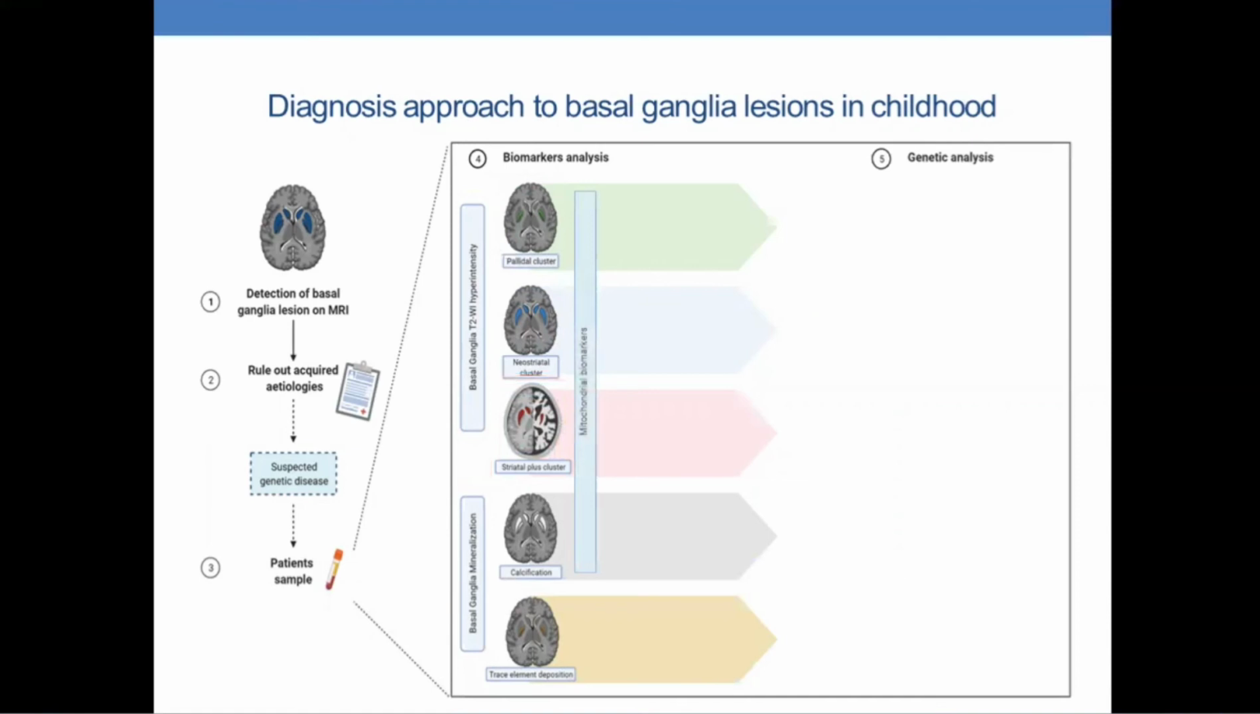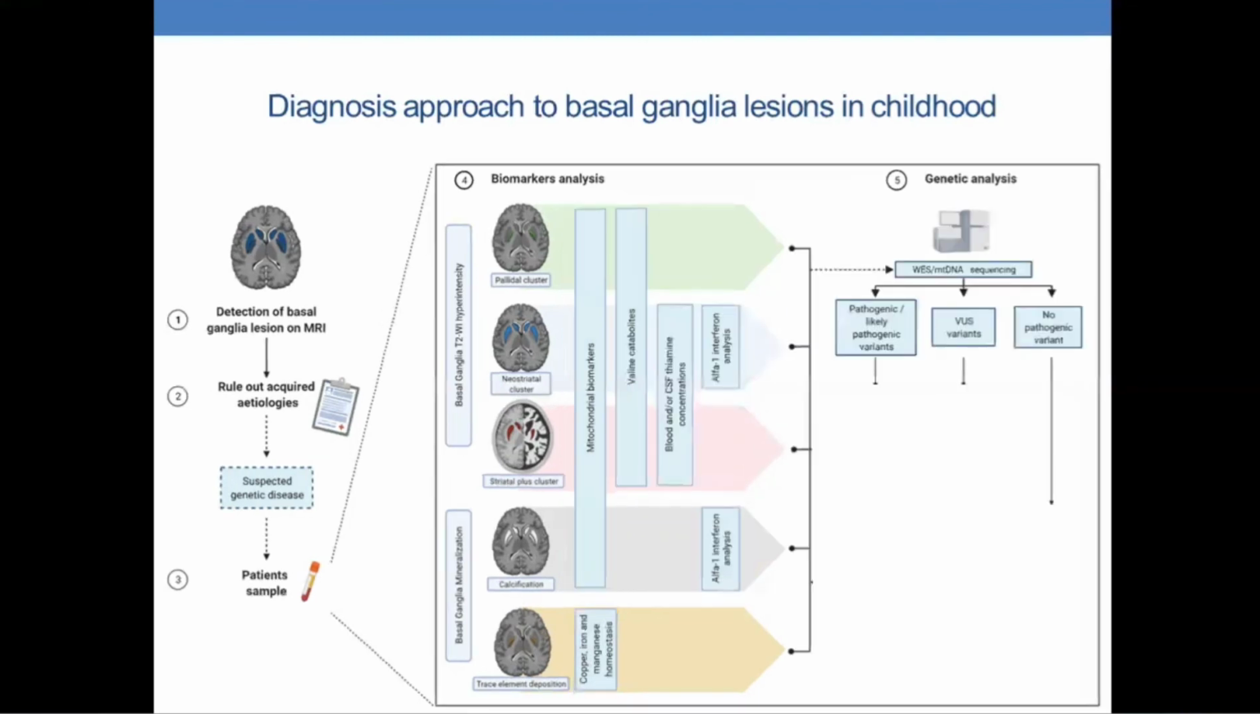Mitochondrial biomarkers are important for most of the genetic etiologies identified. Valine catabolites are a clue in all patients with T2 high signal lesions, but highly characteristic of the pallidal cluster. We recommend the measurement of thiamine concentrations in those patients of the neostriatal and striatal plus clusters. Alpha-interferon analysis should be mandatory in patients with neostriatal lesions and calcifications. Copper, iron, and manganese homeostasis biomarkers are suggested for patients with low susceptibility weighted images.